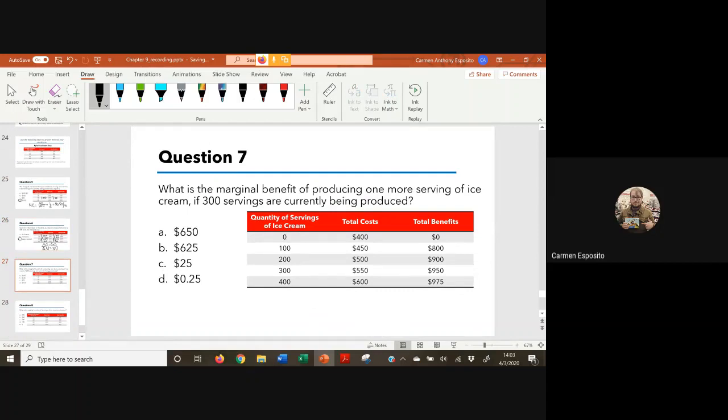So what is the marginal benefit of producing one more serving of ice cream if 300 units are currently being produced? Well, we know this is 100. This is going to be going from $9.50 to $9.75. So that's $25. And so marginal benefit is the change in benefit, which is 25, over change in quantity, which is 100. And so we get 25 cents per unit.